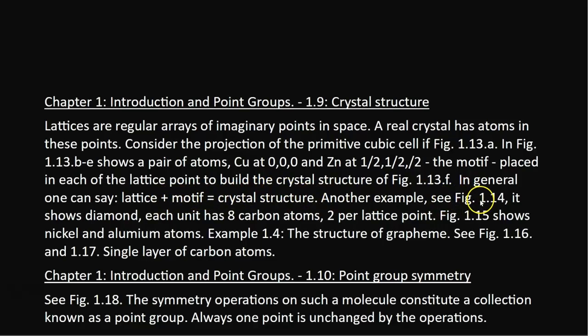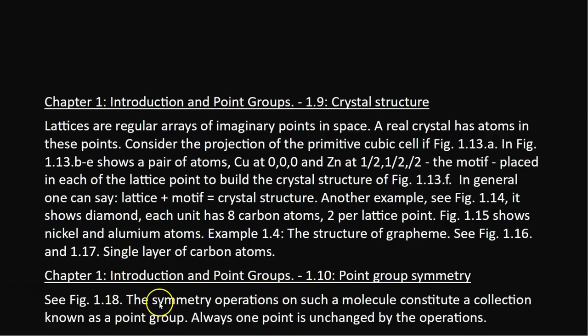Another example is figure 1.14. It shows diamond. Each unit has two carbon atoms per lattice point. Figure 1.15 shows nickel and aluminium ions. As example 4, the structure of graphene, which is seen in figures 1.16 and 1.17. Then point symmetry, paragraph 10.